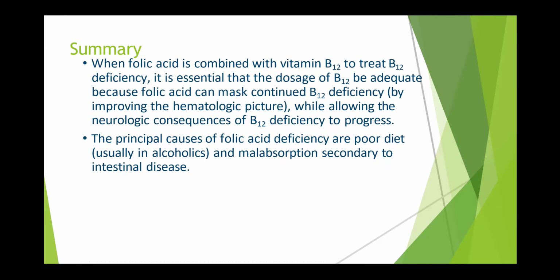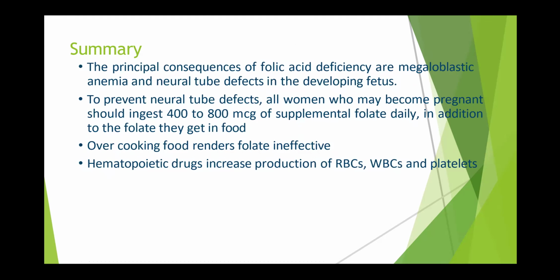Principal causes of folic acid deficiency are poor diet, usually alcoholics, or malabsorption, secondary to some types of intestinal diseases. Principal consequences of folic acid deficiency are megaloblastic anemia and neural tube defects in a fetus, especially in the early stages of pregnancy. So if you're planning on becoming pregnant, to prevent those neural tube defects, women should be taking in 400 to 800 micrograms of supplemental folate a day, in addition to whatever they get from food. And if you overcook your food, the folate becomes ineffective. So you're basically cooking the folate out of it.